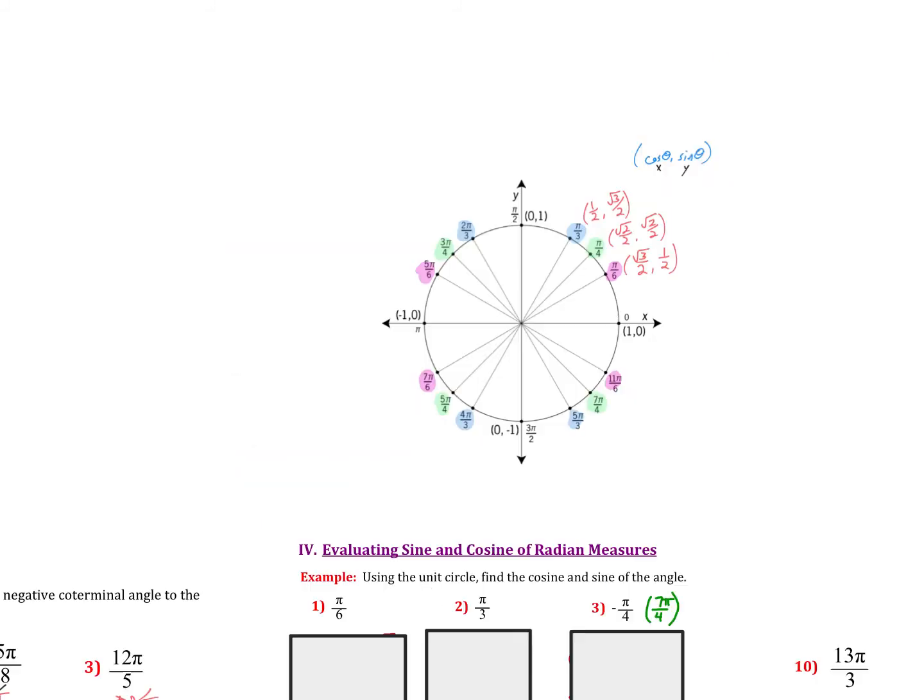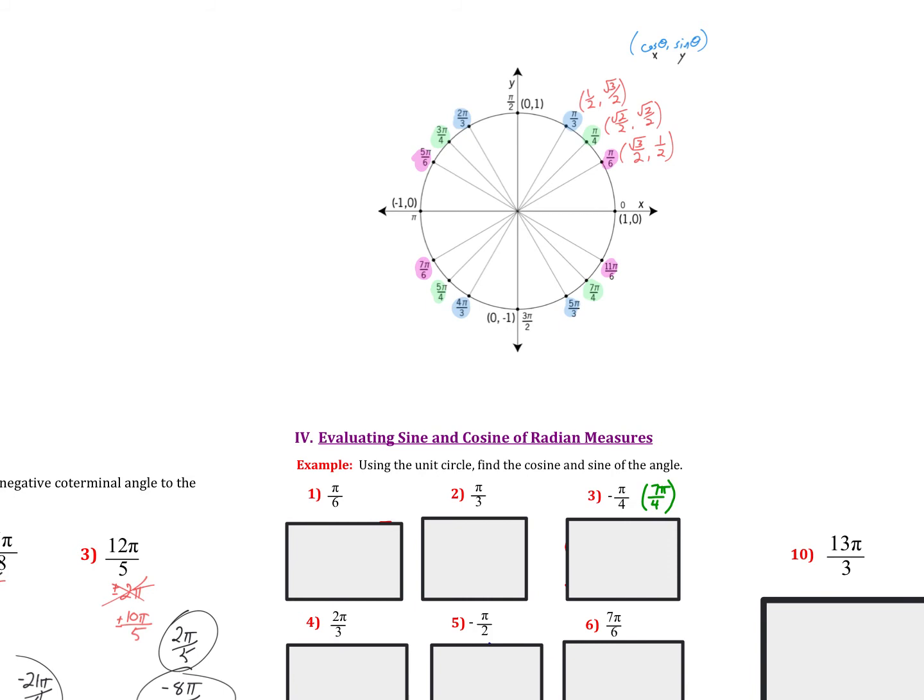All right, let's get going. First one, we have pi over 6. That is this guy right here. There's my cosine, there's my sine value. Little thinking is needed there. Pi over 3, this guy right here. Cosine is 1/2, sine is rad 3 over 2.